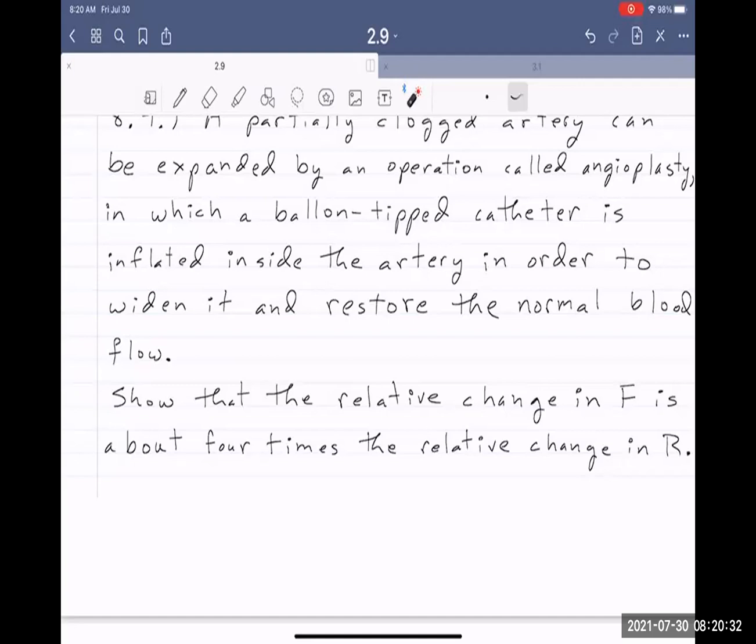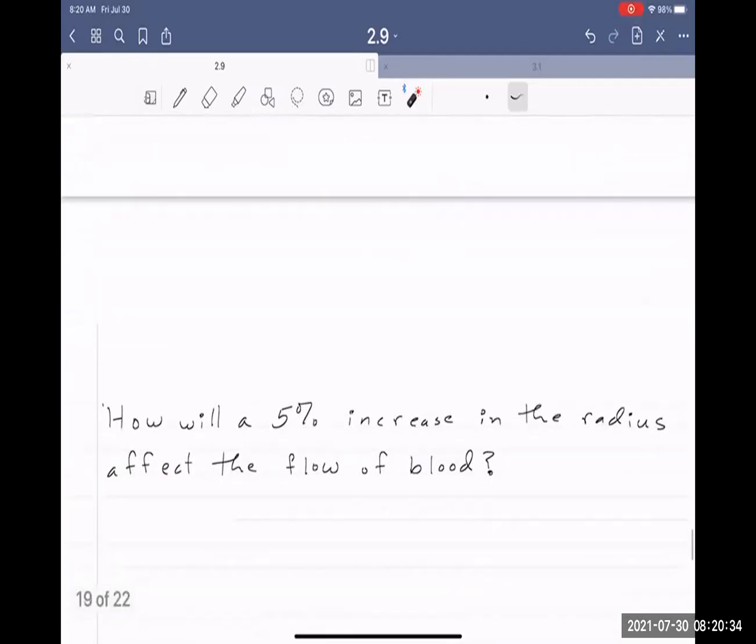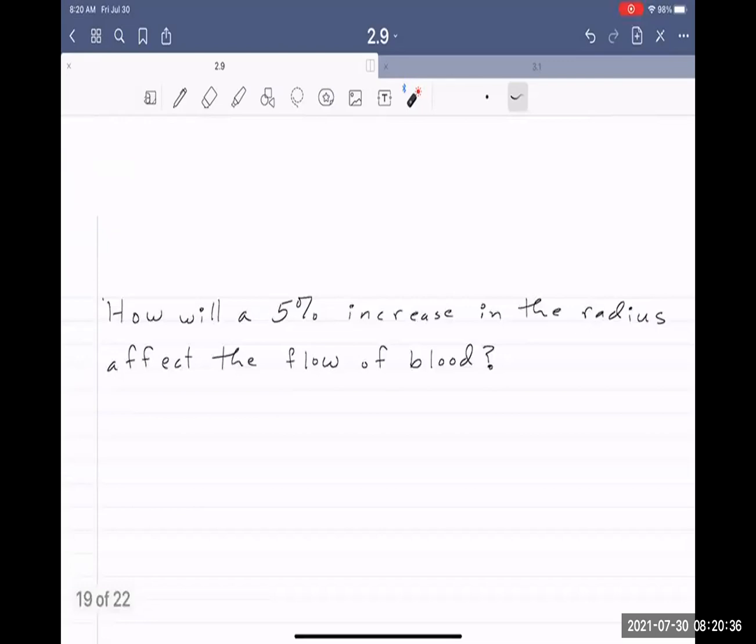Okay, so let's do that. Oh, there's another question. How will a 5% increase in the radius affect the flow of blood? Okay, so we have the following.